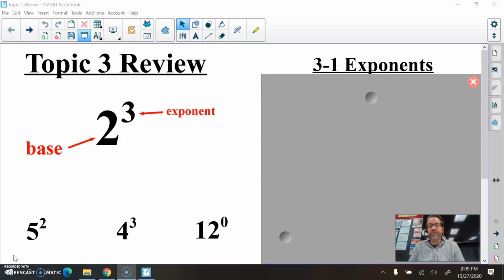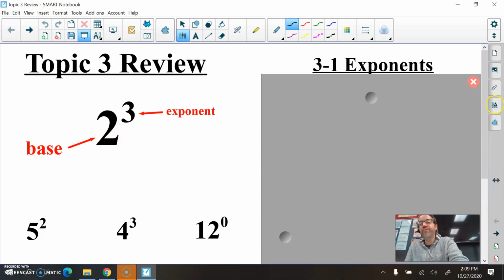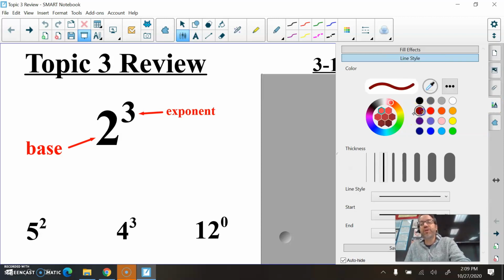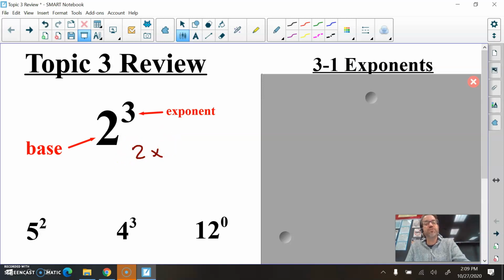Just as a refresher, when you're looking at a power, like here I have 2 to the third power, this entire thing is known as a power. The base is the number we're working with, the number 2 here. And then the exponent tells us how many times that base of 2 appears as a factor: 3 times. So 2 to the third really means 2 times 2 times 2.